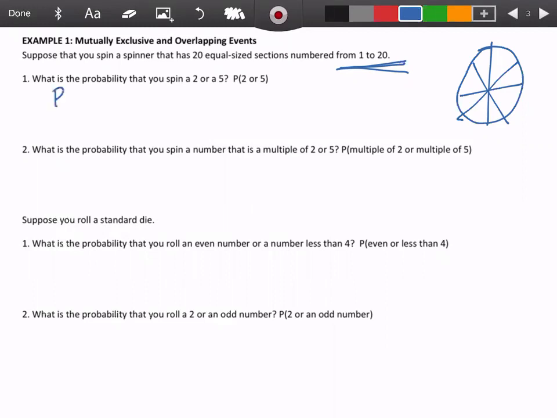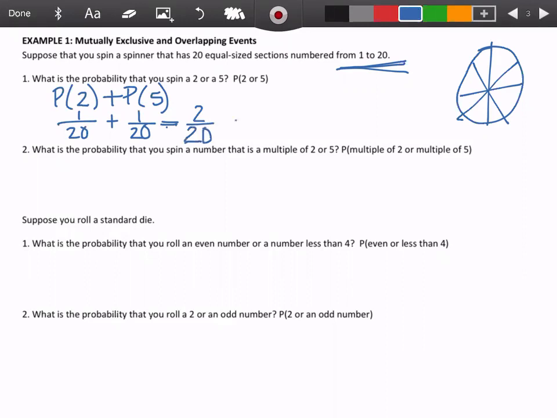So this probability of getting a 2 or a 5 is equal to the probability of getting 2 plus the probability of getting 5. 2 is going to occur once on the spinner. Same thing with 5. So we have it occurring once, and it's out of 20 numbers. So it's 1 out of 20 plus 1 out of 20 again. We have common denominators, so we can add the numerators. 1 plus 1 gives us 2 out of 20.